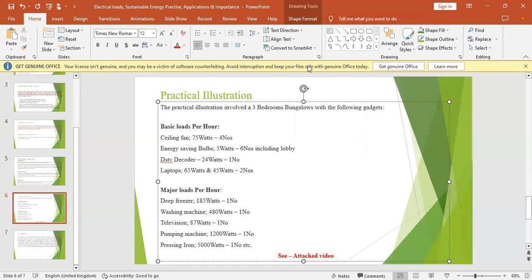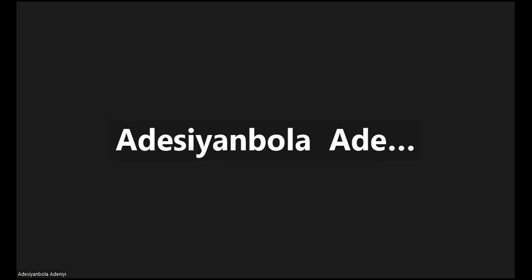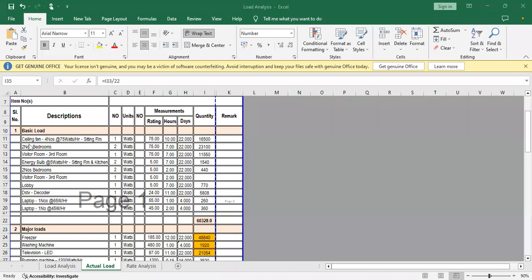So for me to explain this, I will be sharing another computation on Excel. So I categorize them under here. I compute them as basic load and major load.